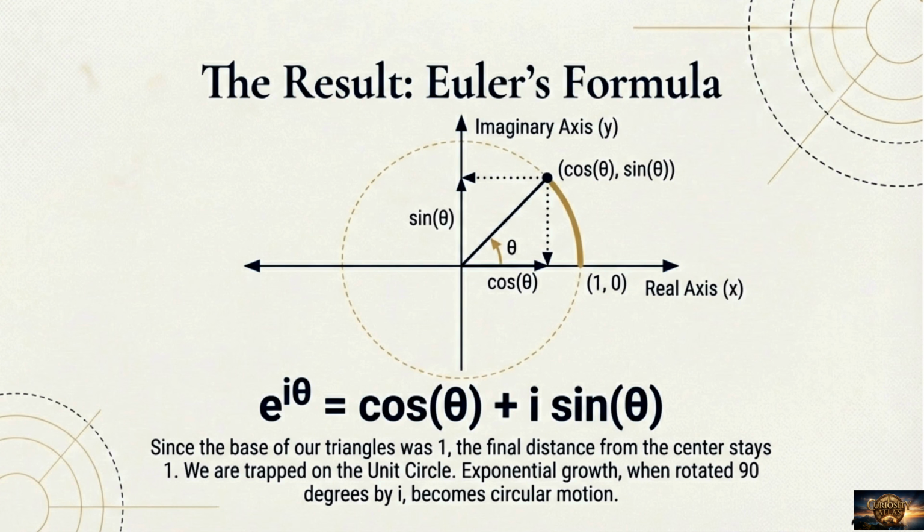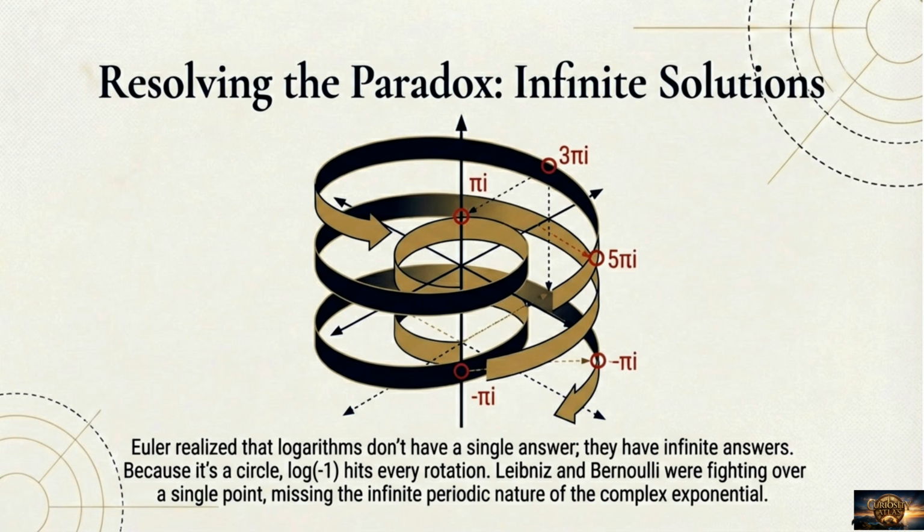Since the base of our triangles was 1, the final distance from the center stays 1. Exponential growth, when rotated 90 degrees by i, becomes circular motion. Euler realized that logarithms have infinite answers, not a single one. Because it's a circle, log -1 hits every rotation. Leibniz and Bernoulli were fighting over a single point, missing the infinite periodic nature of the complex exponential.